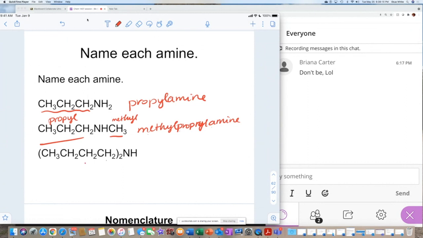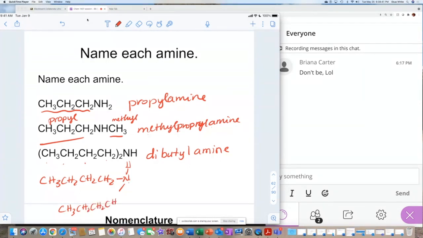Ooh, this one here. It's 2 of them. 1, 2, 3, 4. Butyl. So we have 2. So that should be dibutylamine. Because remember, you have 2 CH3, CH2, CH2, CH2s attached to this nitrogen. So you're going to name each of them, right? CH3, CH2, CH2, CH2 attached to that, and you name them both. Consolidate the name: dibutylamine.